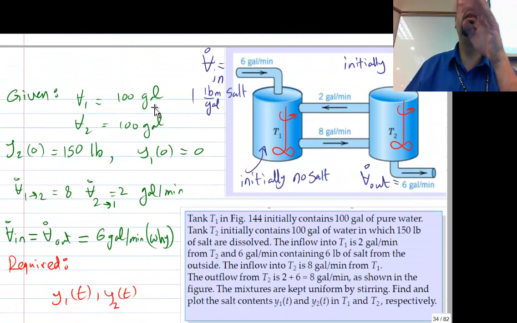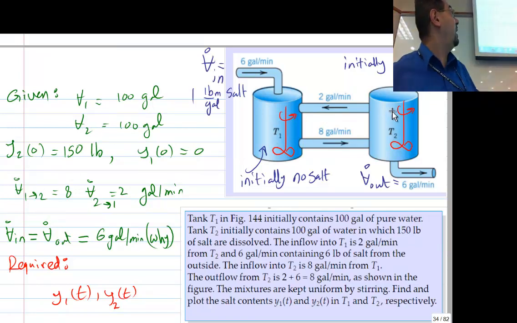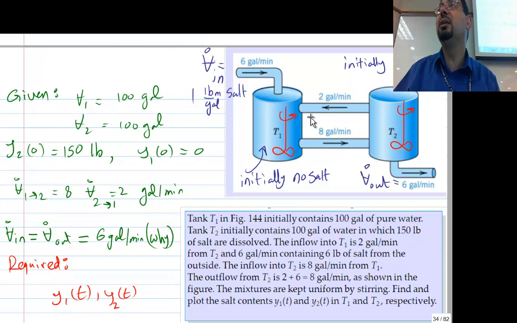So here is the given. 100 gallons here, 100 gallons there, 150 pounds there, 0 there. This one has 8 gallons per minute going through. This one has 2 gallons per minute coming this way. This is the inner loop, basically circulating 2 gallons between the two tanks. So the 6 coming in together with the 2 recirculating end up being 8, and then only 6 leave. Right? So 6 coming in equals 6 leaving out.